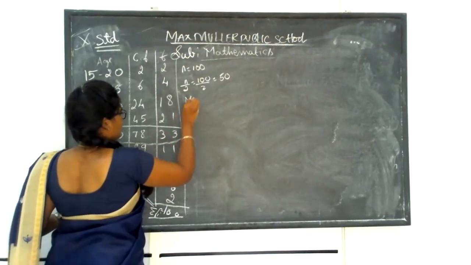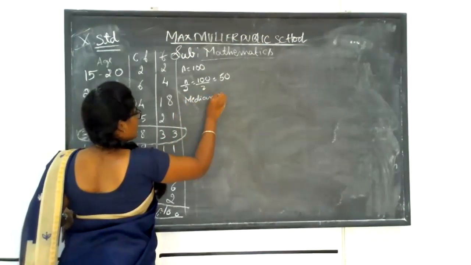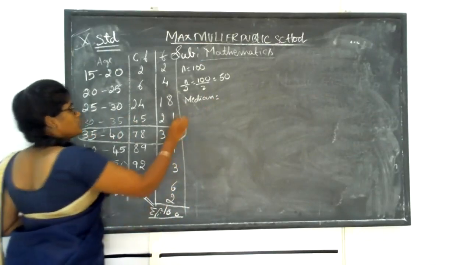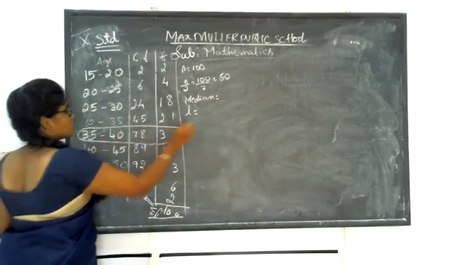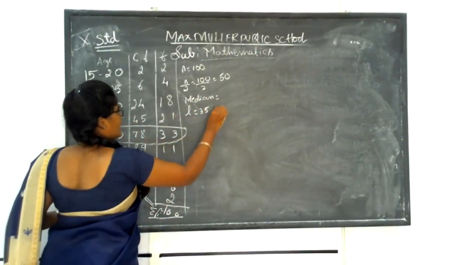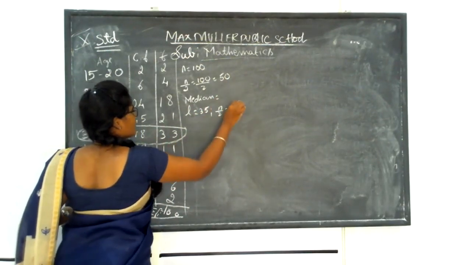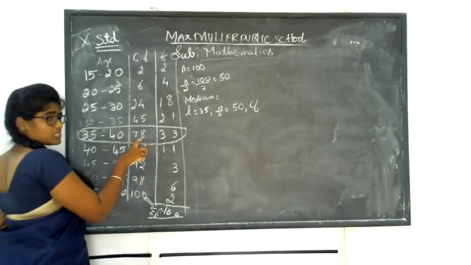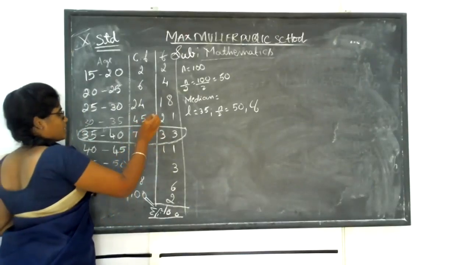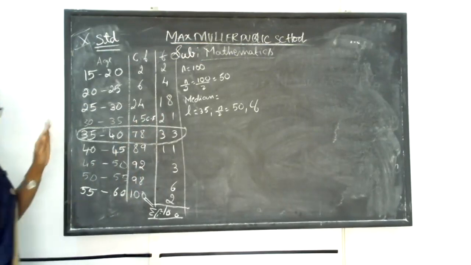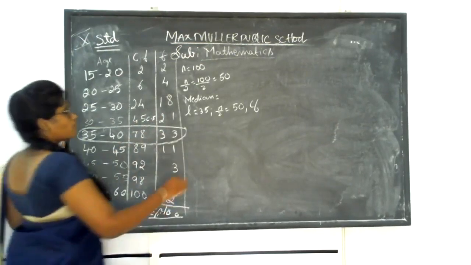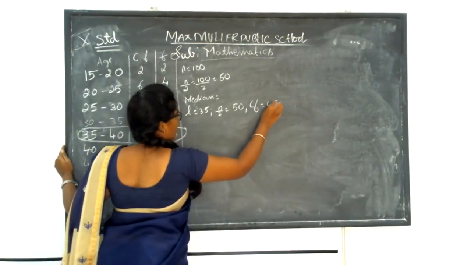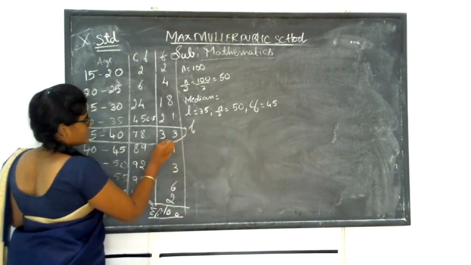Let me find it out. Median, I'll give you everything. You're going to find it out. Clear? So L value is how much? L value is 35. Then n by 2 value is how much? 50. Then the cumulative frequency is the one above the frequency. Whatever you get, the above cumulative number you're going to take. So it is 45. Then f is how much? f is 33.